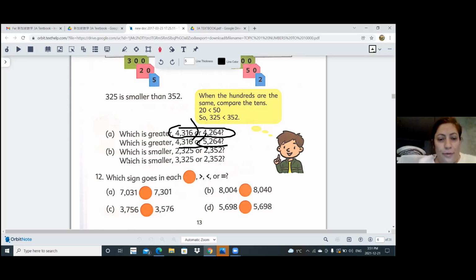5,264. Arthur, look at the two numbers. Say them. 2,325 or 2,352. Can you tell us which number is the smaller one? The smaller one is 2,325. Exactly. I'm going to put Pac-Man's mouth against that number because he only chomps big numbers. Michael, can you read the two numbers for us below? 3,325 or 2,352. Michael, which number is smaller?